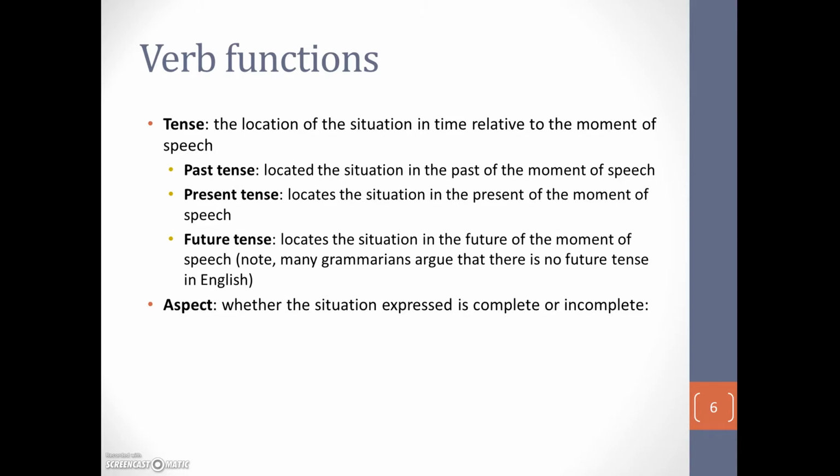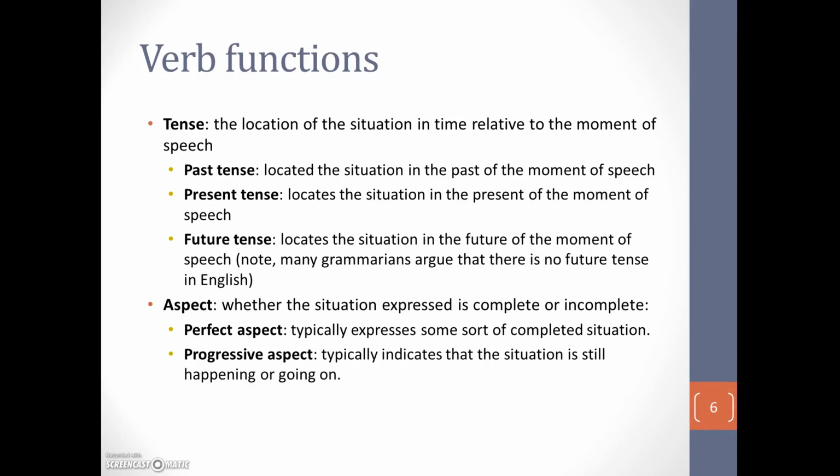Verbs also express aspect, and aspect refers to whether the situation expressed is complete or incomplete. So perfect aspect typically expresses some sort of completed situation. Okay, so if I say I went to the cinema last night, then that's perfect aspect because I'm no longer at the cinema, basically. We also have something called progressive aspect, and this indicates that the situation is still happening or going on, and often we'll use the -ing ending on verbs to express this. All right, so if I say I am talking, it means I am talking right now. I am eating, it means I'm eating right now.